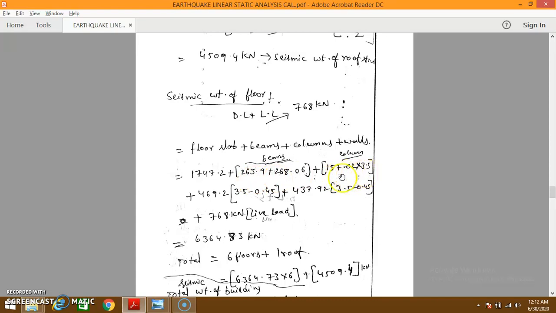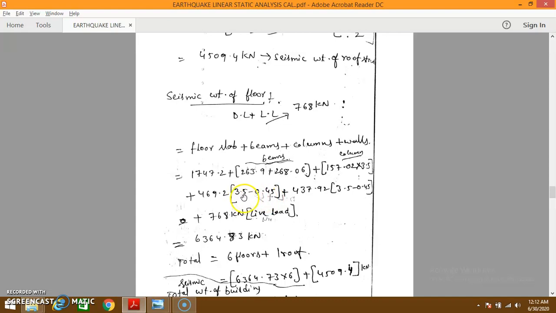the total height of the floor is single per meter floor 157.02 into 3.5. Total column floor to floor height is 3.5 meters, given in the problem. Next, walls 469.2 is the longitudinal wall and the transverse walls. Only consider the wall below the depth of the beam.